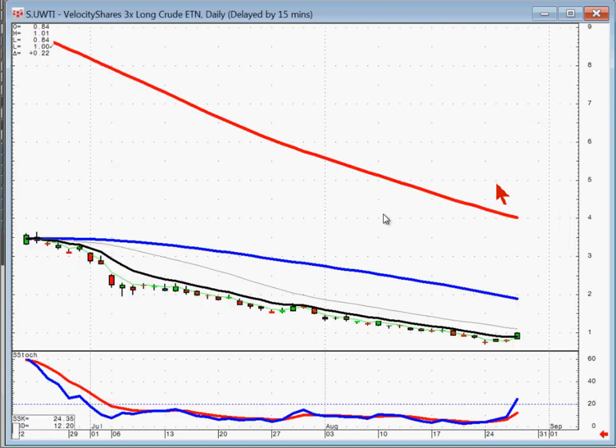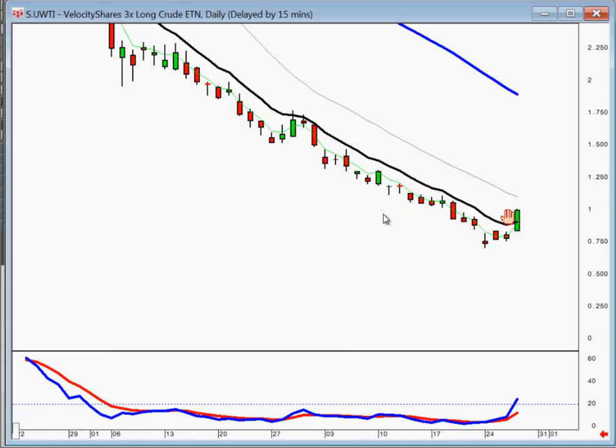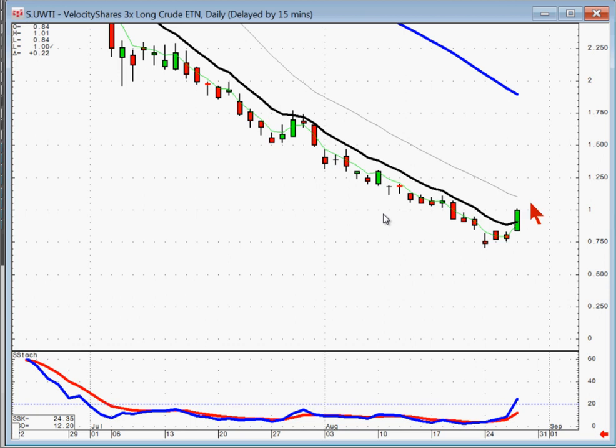UWTI, which is the ETF for crude oil. This is a good way to play crude on a safer basis. There's your Dogee gap up. This could have a good move all the way back up to the 50-day moving average. This is the leverage fund.